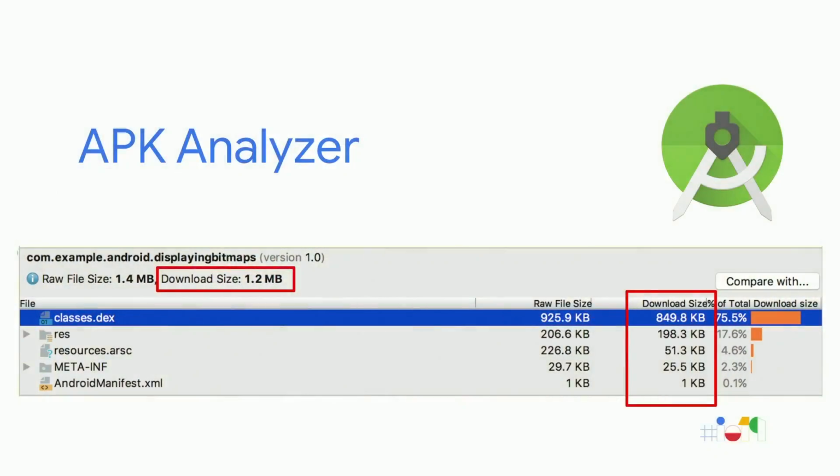So how can you measure it? Some of you may already be familiar with the APK analyzer in Android Studio, which already gives you the possibility to monitor the estimated download size of your app. It also shows you the download size broken down by file, so you can see where the biggest files come from.